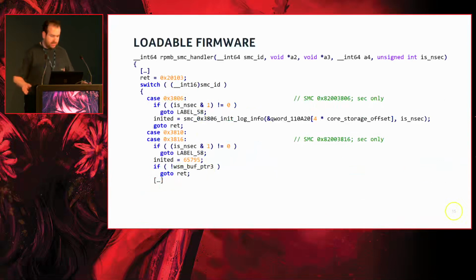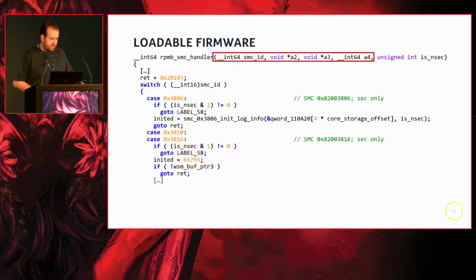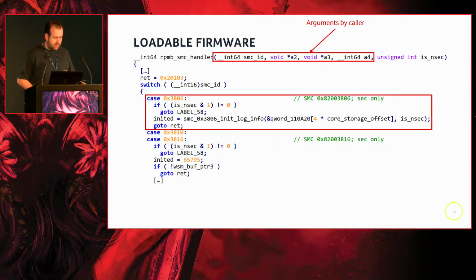And inside, these loadable firmwares will have SMC handlers, which is normally just a big switch, which takes 5 arguments. The first 4 of them are simply the 4 registers from X0 to X3 that were passed by the caller who invoked the SMC. The first one is always the SMC ID, and the remaining 3 are specific and their meaning depends on the SMC. And then you'll have all the handlers. In this case, it's the handler for SMC 3806.